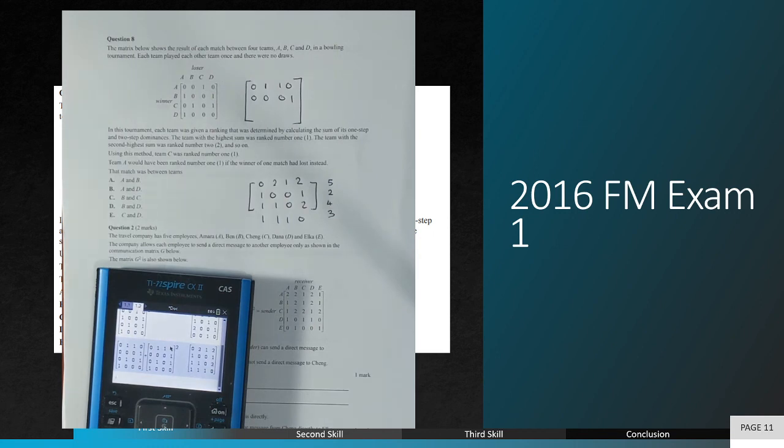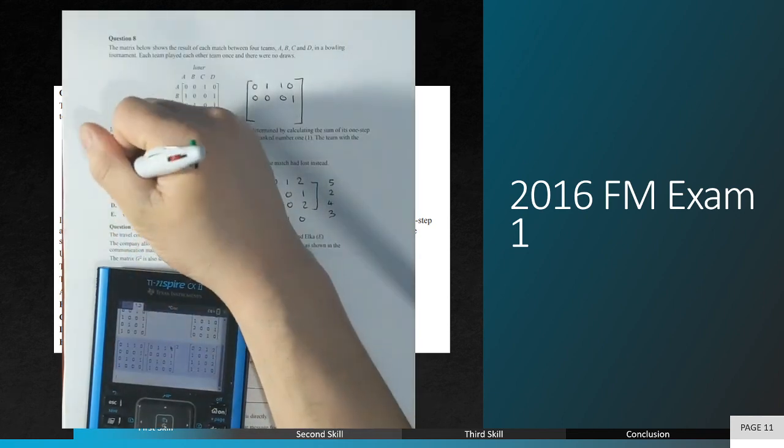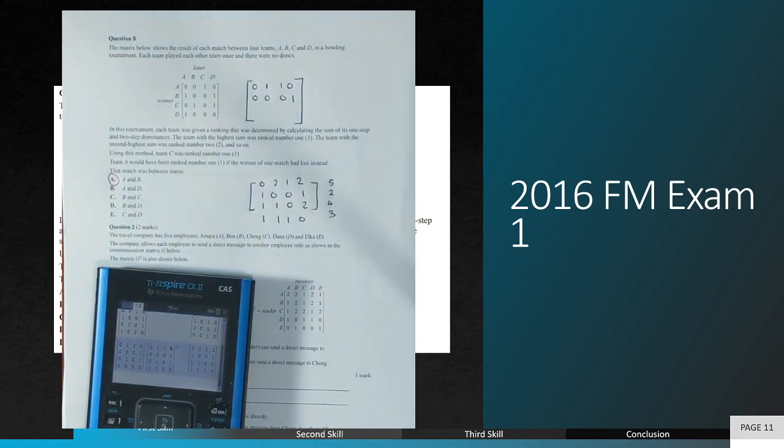So in this one, I guess we got lucky. The answer is A for that one. Otherwise, you have to go along and check each individual answer.